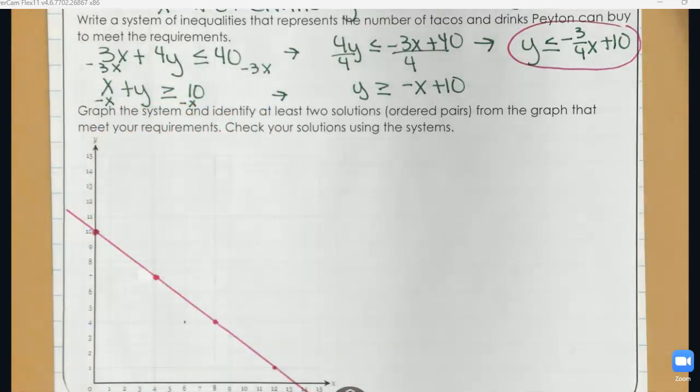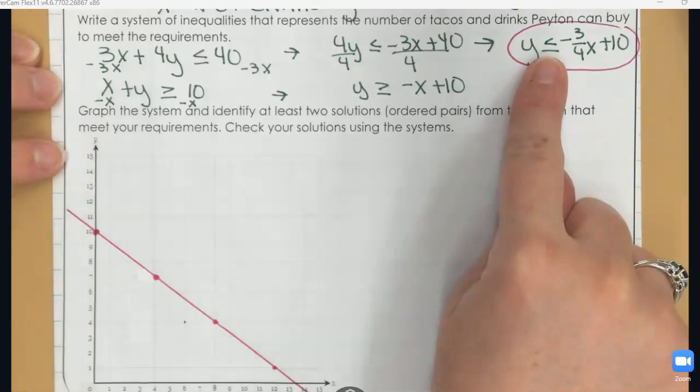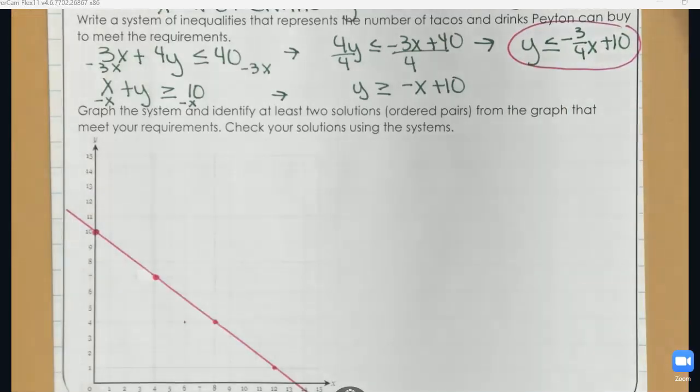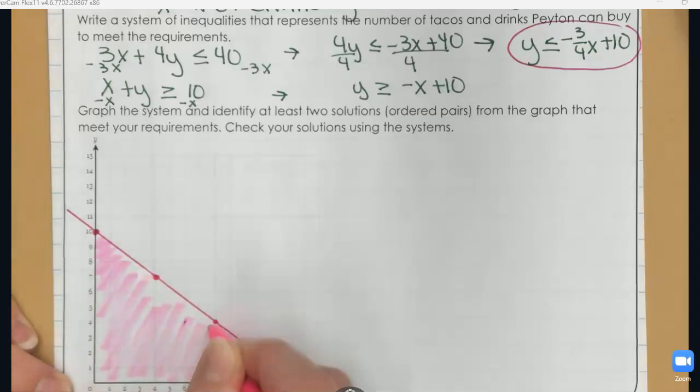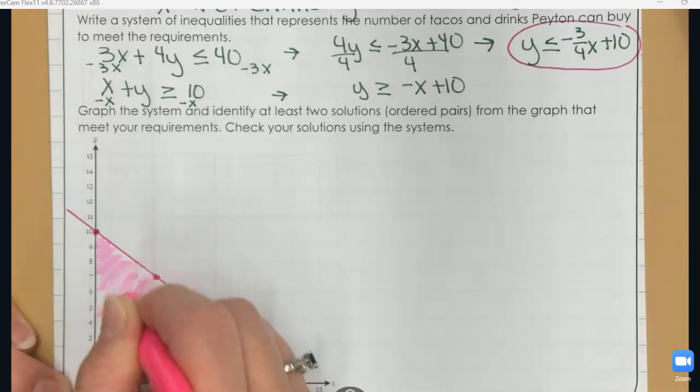And I'm going to now look at my shading. This says less than, so that means my shading needs to be below. So everything underneath that pink line.